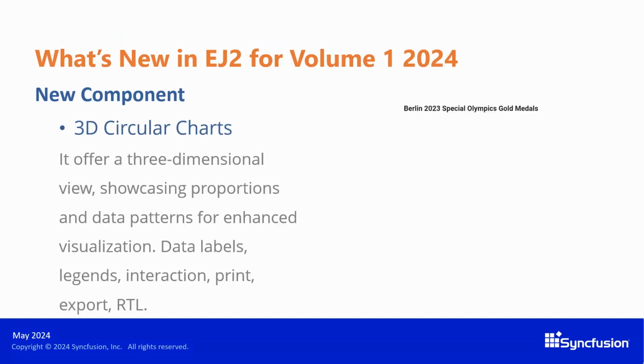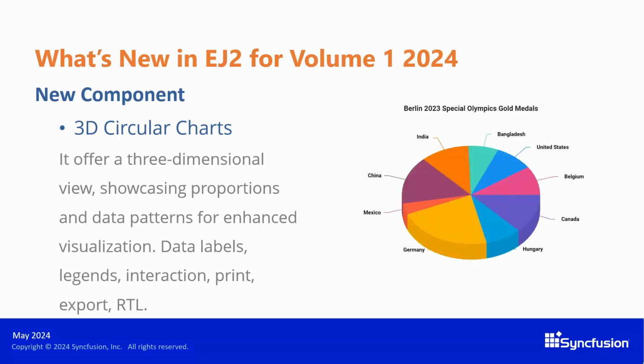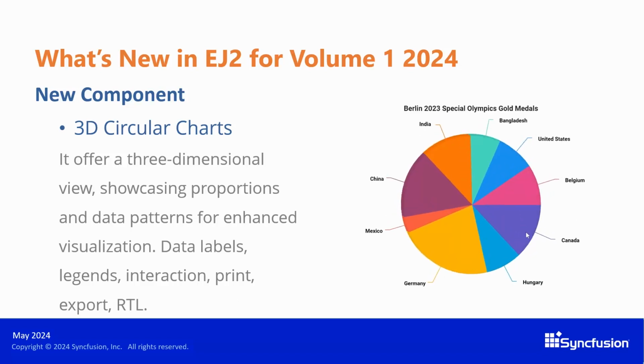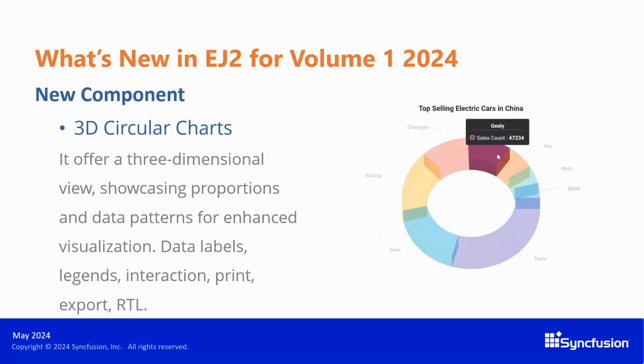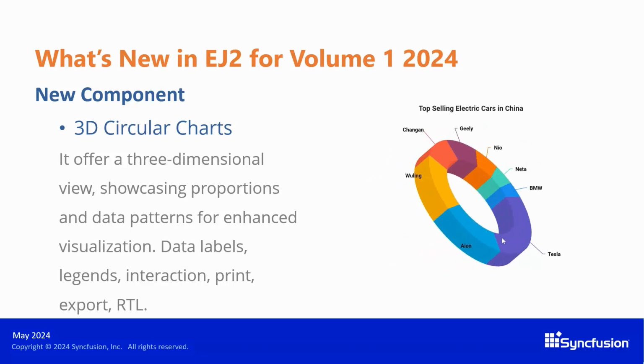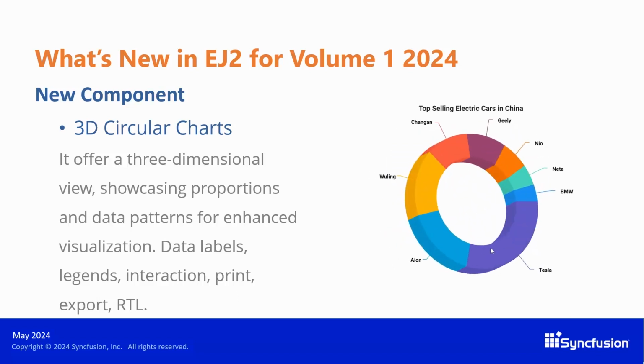First, 3D circular charts. As we have just seen in the beginning of the webinar, 3D circular charts is a graphical representation of data in three dimensions with each slice indicating its proportion relative to the entire data set. Unlike traditional 2D charts, 3D charts add depth to visualization, providing a better understanding of data patterns.